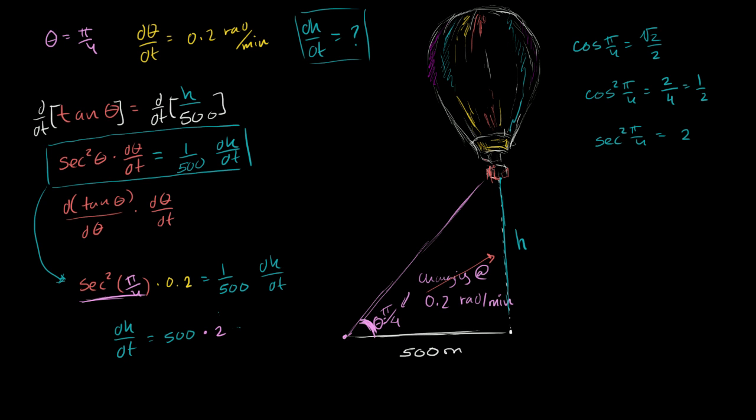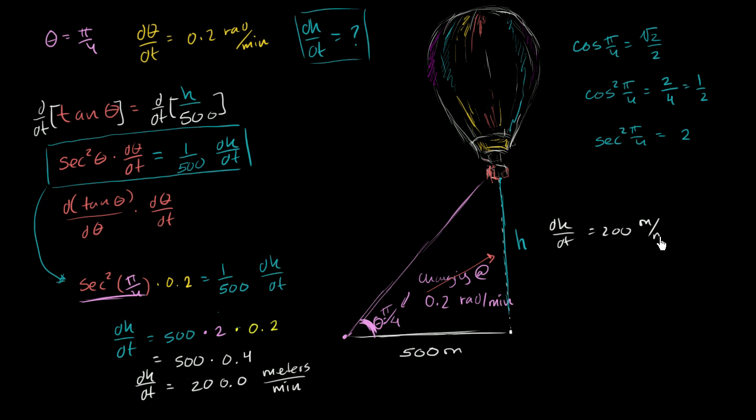So 500 times 2 times 0.2. So what is this going to be? This is going to be 500 times 0.4. So this is equal to 500 times 0.4, which is equal to, let me make sure I get this right. This would be with 2 zeros and 1 behind the decimal. Yep, there you go. It would be 200. So the rate at which our height is changing with respect to time right at that moment is 200 meters per minute. dh dt is equal to 200 meters per minute.